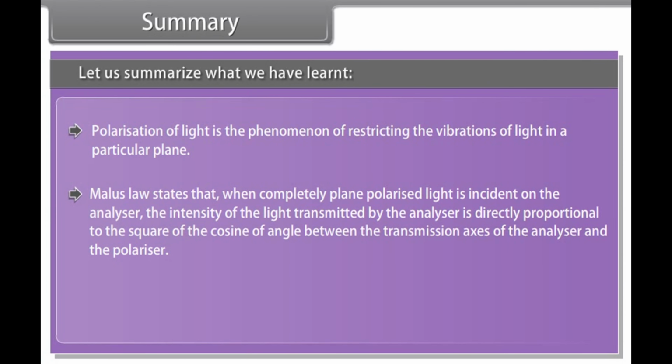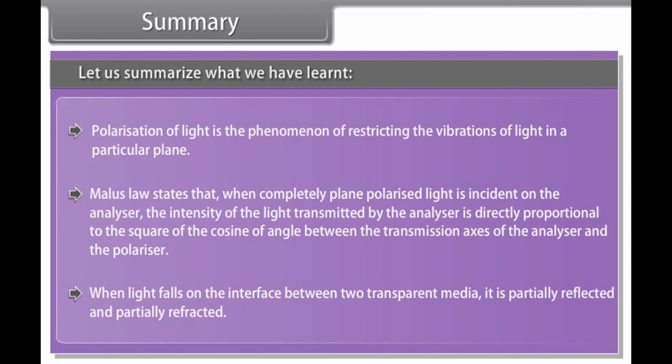Malus' law states that when completely plane polarized light is incident on the analyzer, the intensity of the light transmitted by the analyzer is directly proportional to the square of the cosine of the angle between the transmission axes of the analyzer and the polarizer. When light falls on the interface between two transparent media, it is partially reflected and partially refracted.